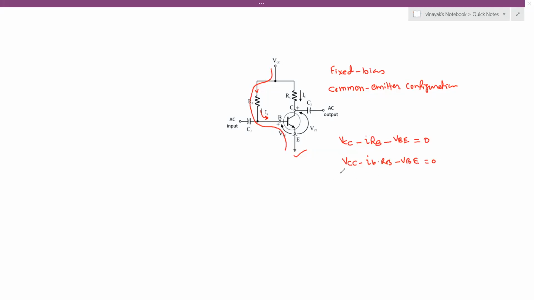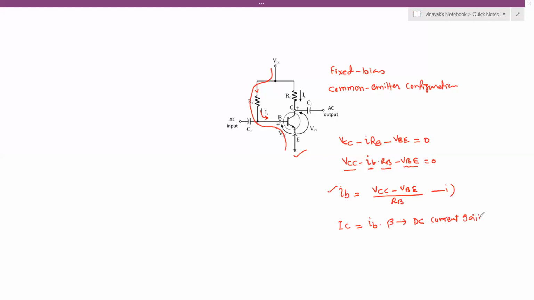For a given value of VCC and RB, and if we assume the transistor is silicon, the forward voltage of it is about 0.65 to 0.7, we can calculate the value of IB. So IB will be given as VCC minus VBE divided by RB. So that's your equation 1. Once you get the value of IB, we can get the value of collector current IC by IB times beta, where beta is the DC current gain of the transistor.